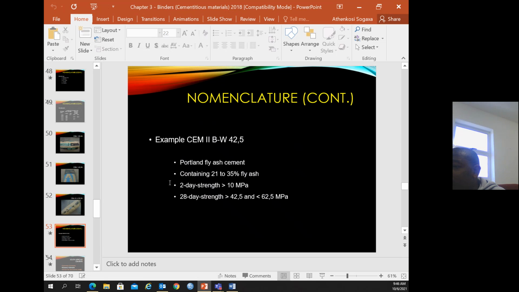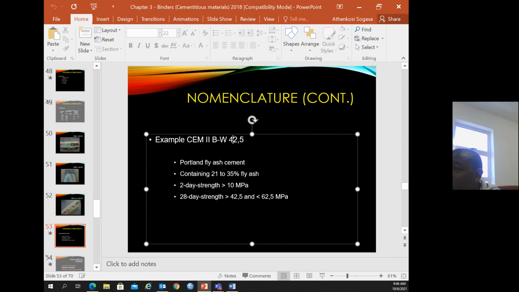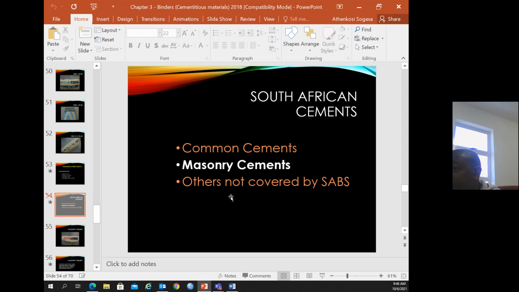So in this type of cement that you have, this 42 is indicated on your cement bag. So there is 42, that's your 28 days strength. You should achieve that strength.